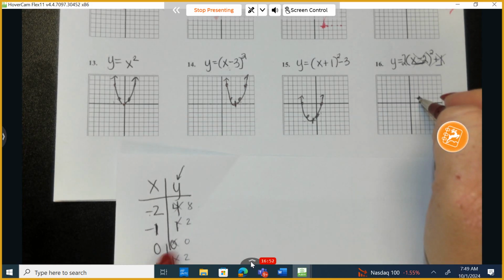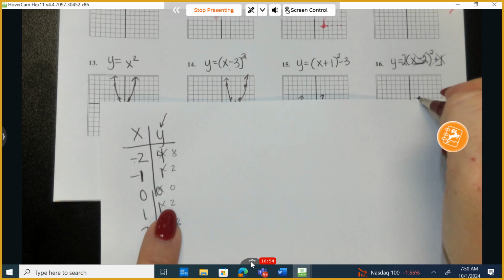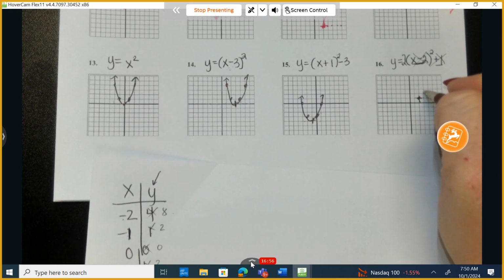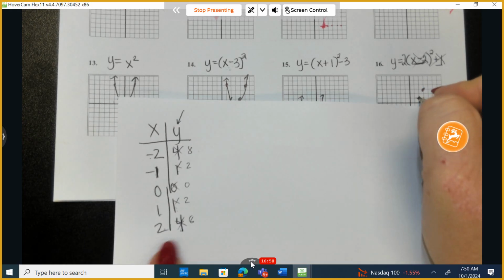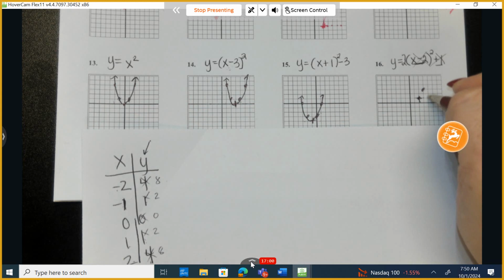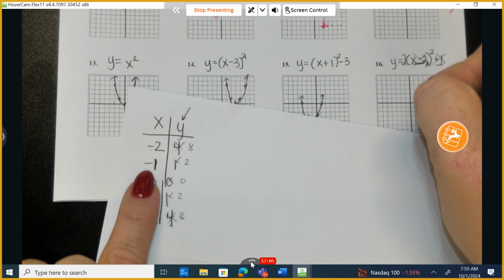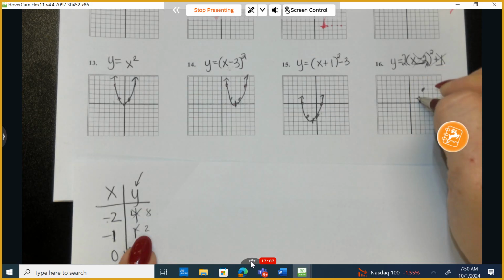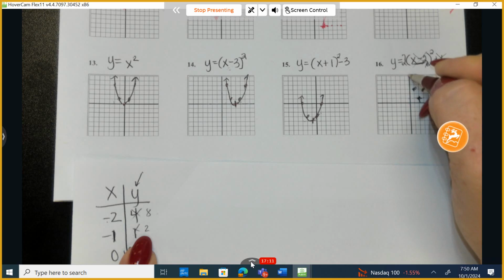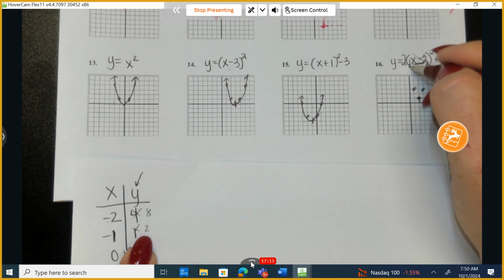So here's my 0, 0. I'm going to go right 1 and up 2. Right 2 and up 8. 2, 4, 6, 8. Left 1, up 2. Left 2, up 8.